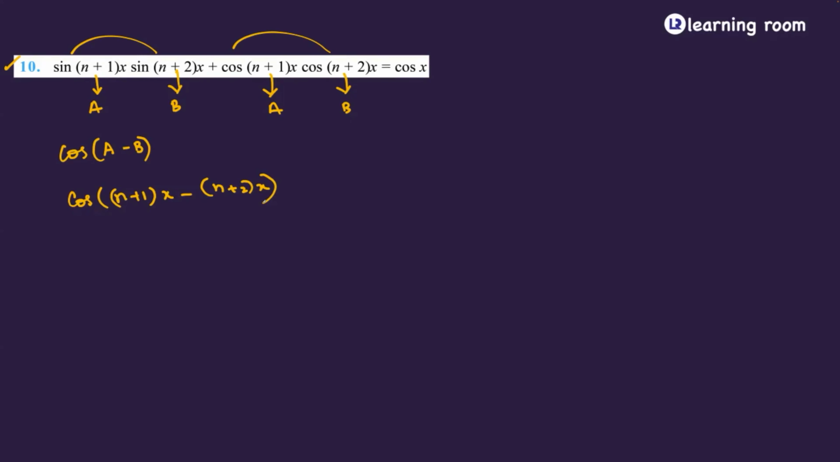Okay. So you will have cos of nx plus x minus nx minus 2x. nx and nx are gone. So cos of x minus 2x is cos of minus x. But we know that cos of minus x is cos x. So this will be the value of RHS. Okay.